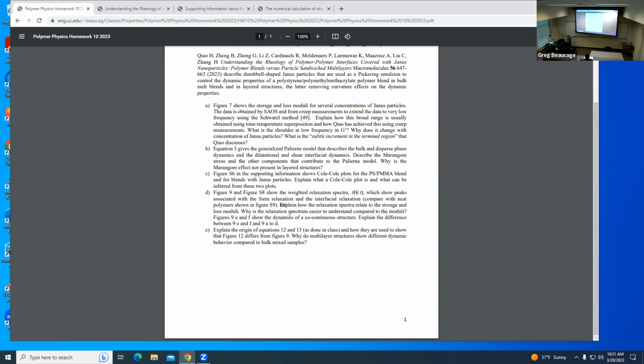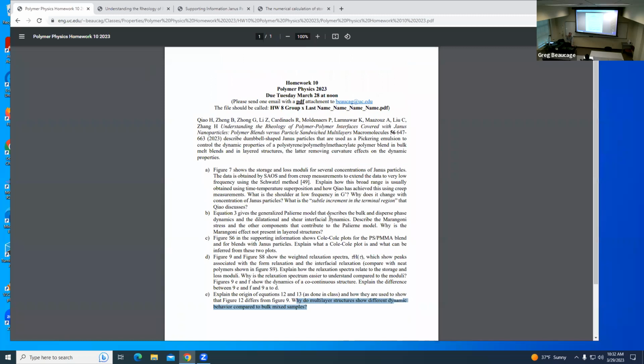Anyway, there is a lot in this paper, but it would be good. One group got pretty much everything, and everyone else didn't. Compared to bulk samples, the multilayer doesn't have curvature, that's the answer. Basically, you don't get the Marangoni effect, and it's a simpler system when you just have layers. Everyone did okay on it, but one group did really well on this homework. I think they had two grad students too.